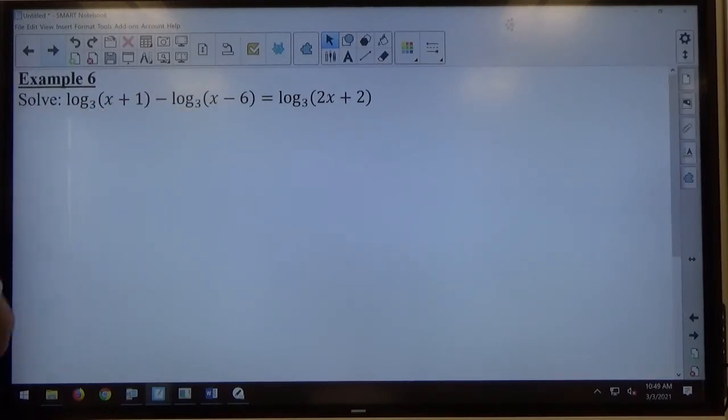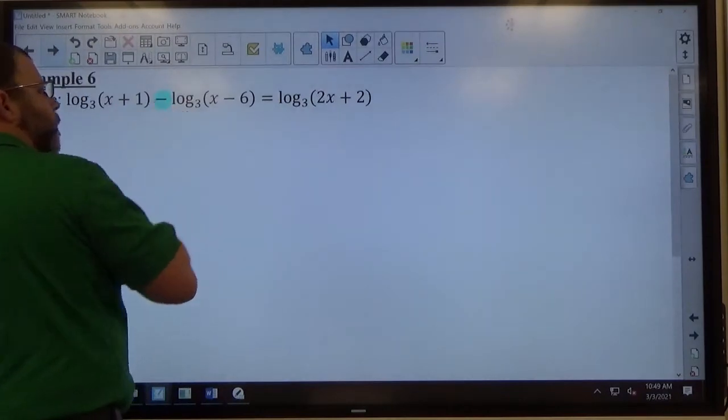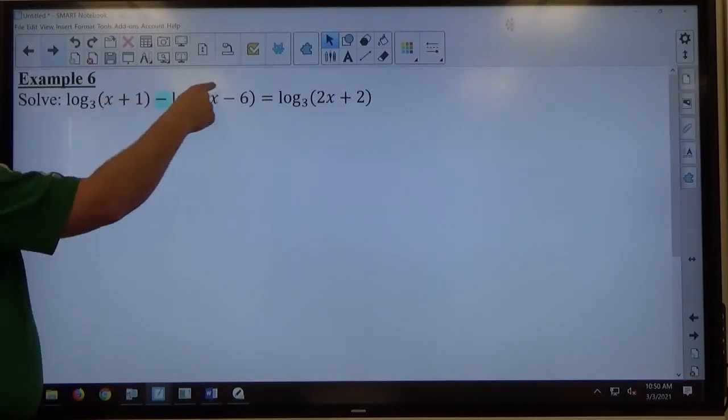All right, so again, kind of diagnose the problem to start off with. What structure do I want to make? And then I've got to use my properties of logarithms to decide how to do that. So in this case, the logarithms here are being subtracted, and our property of logarithms says when logs are being subtracted, we're going to divide first by second argument.